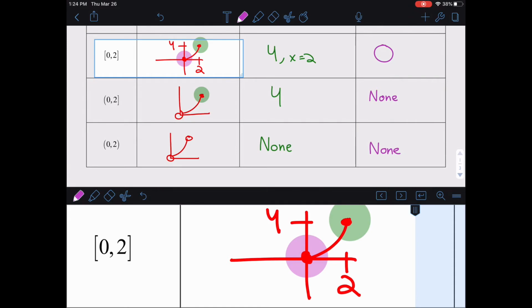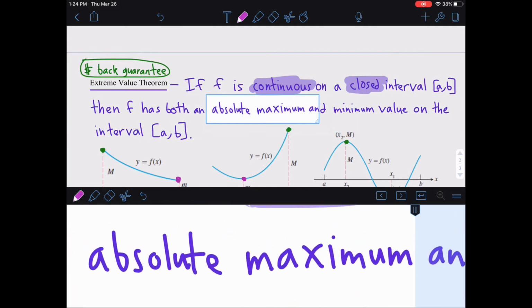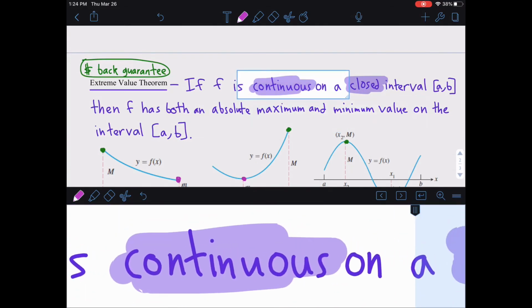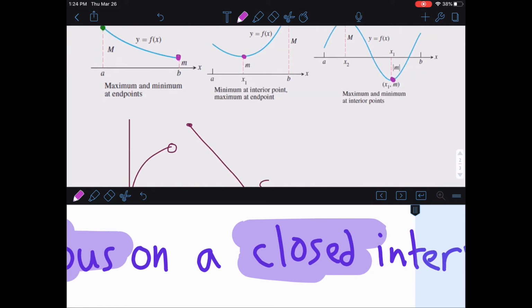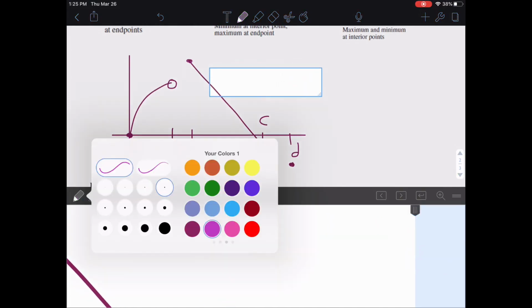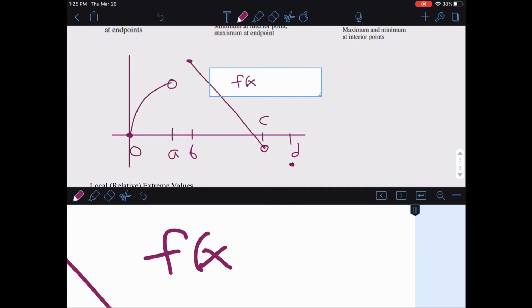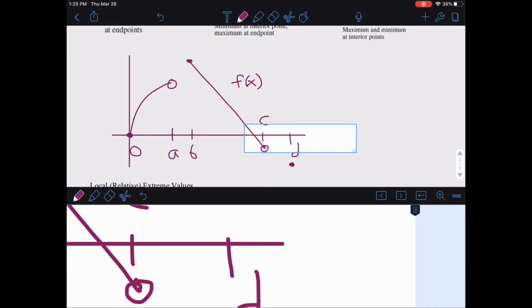This brings us to my next point, which is that this is not saying the only way to get an absolute max and min is to be continuous on a closed interval. Let me show you an example of that. Let's say this graph here is my function f of x. This graph is clearly not continuous. This graph is also clearly not on a closed interval. A lot of gaps here. There is no function here between a and b. There is no function here between c and d.